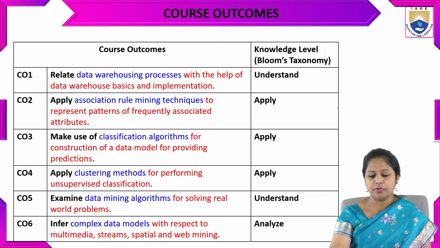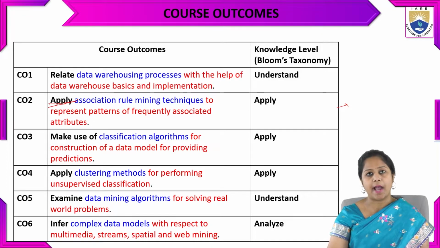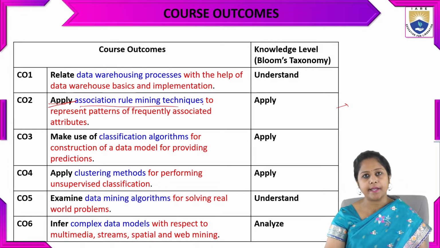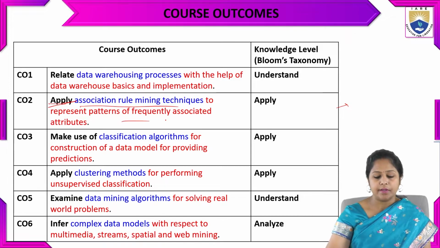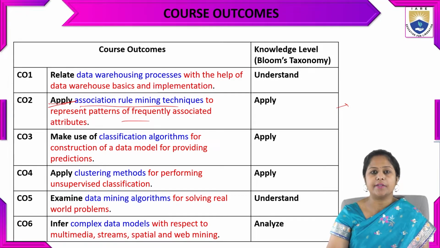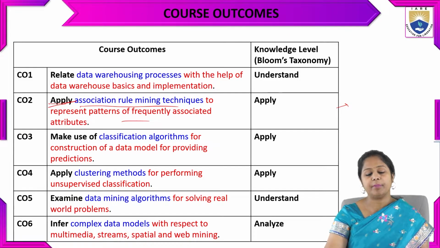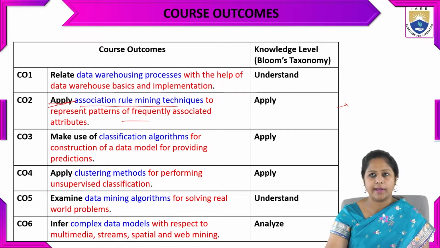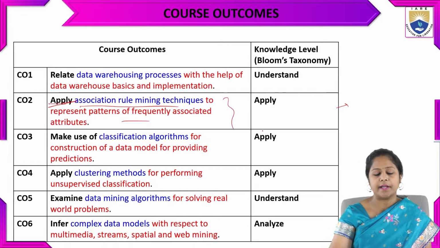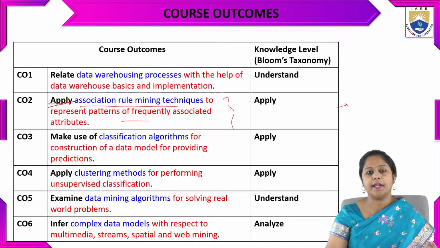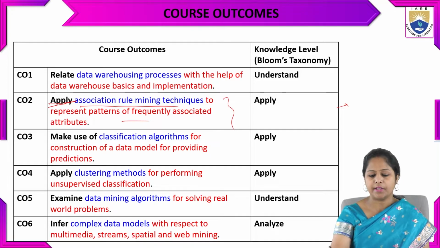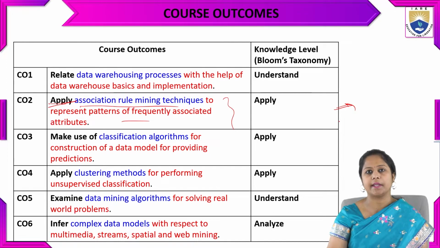Then for CO2, the student is going to apply association rule mining techniques to represent patterns of frequently associated attributes. So the student will be able to apply some association rule mining techniques at this knowledge level. These are data mining techniques, and he will be able to understand which frequently occurring attributes there are in the data warehouse. For this, he is going to apply some of the techniques.